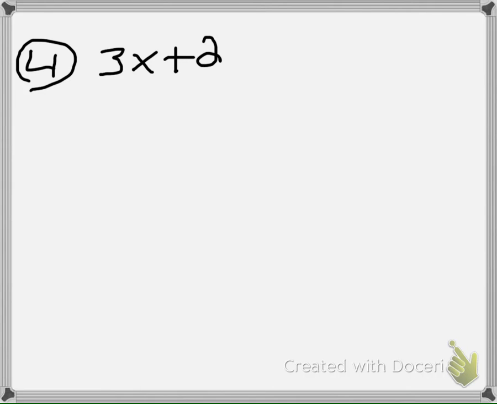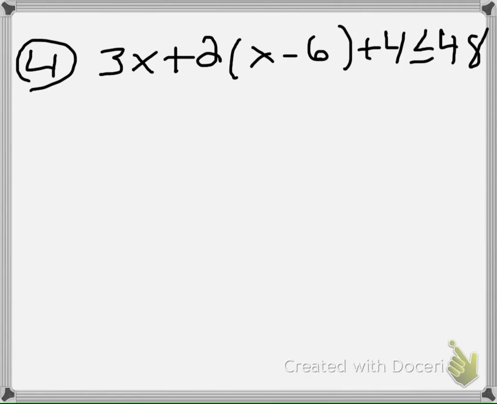Number 4. This is the last one. This one has multiple instances of combining like terms and distributing. So 3x plus 2 times the quantity x minus 6 plus 4 is less than or equal to 48. All right. Turn the video off until you've done the whole problem and you're checking yourself.